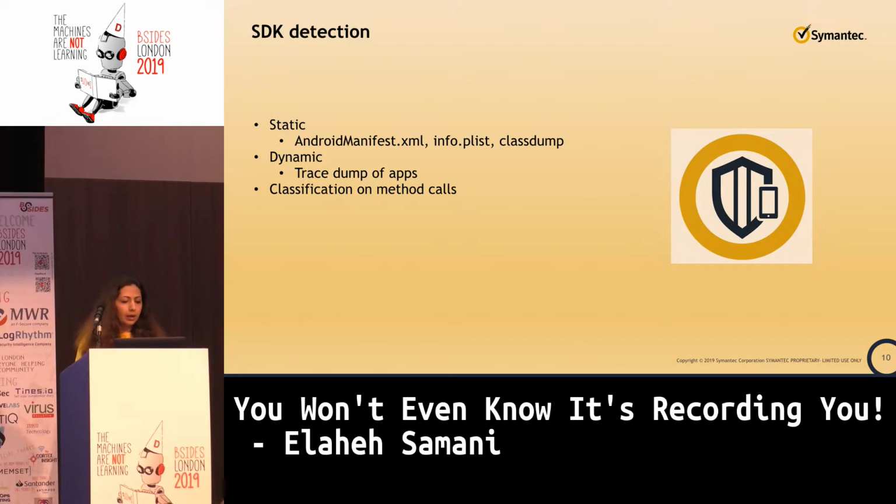Or you can look into dynamic analysis. You can look at the trace dump file to see all the calls to the analytic SDK APIs. And a better way, or maybe more automated way, is to use classification and classify apps based on their method calls and the frequency. We expect API calls with the higher frequency to be part of an SDK. And then you can try to extract the SDK name from the package.